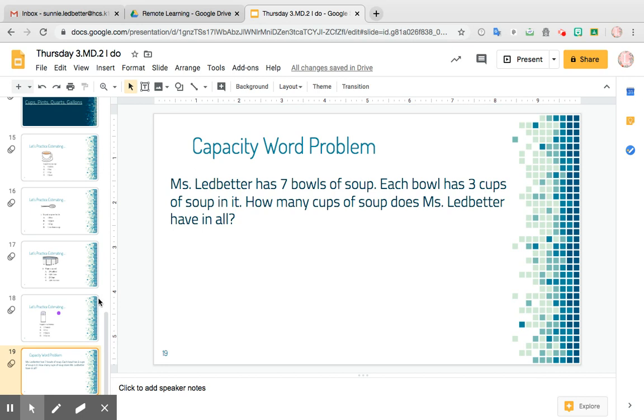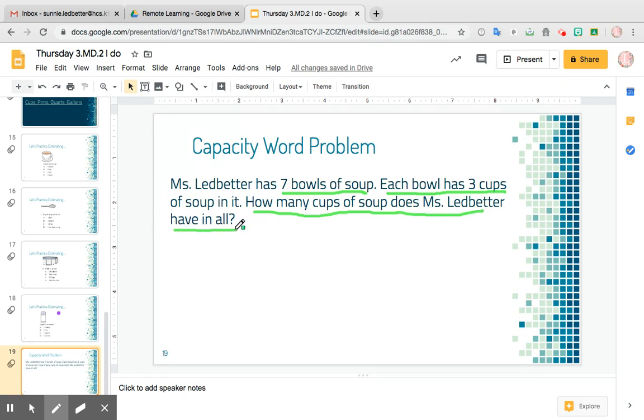All right, so now I'm going to go back and I'm actually going to underline, because we have always learned that when we're dealing with word problems, we should underline the important information. So it says Miss Ledbetter has 7 bowls of soup. Each bowl has 3 cups of soup in it. How many cups of soup does Miss Ledbetter have in all?